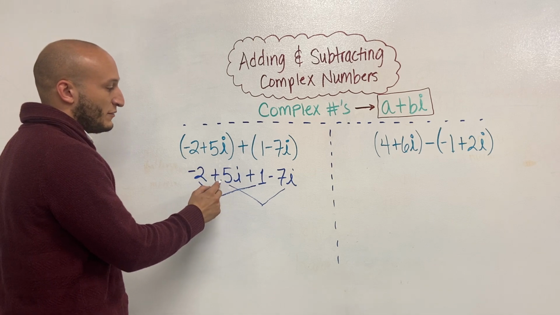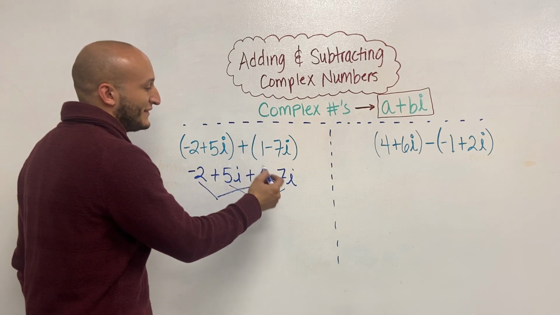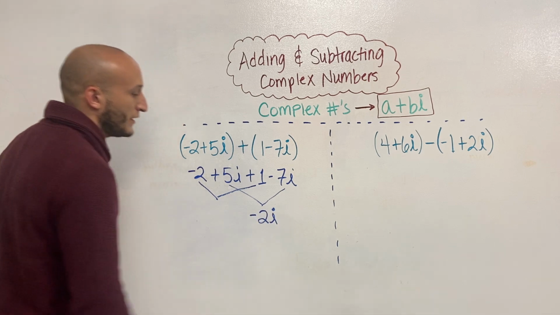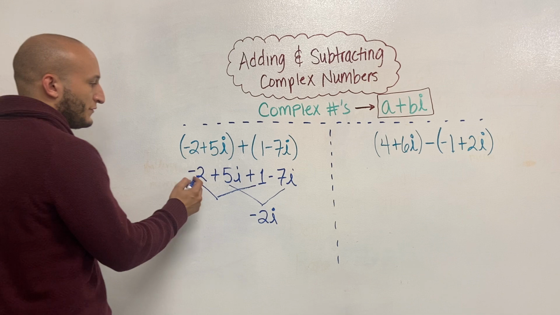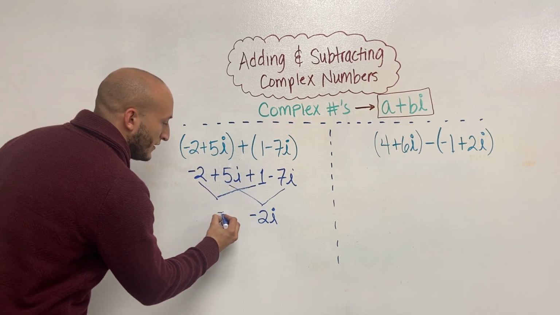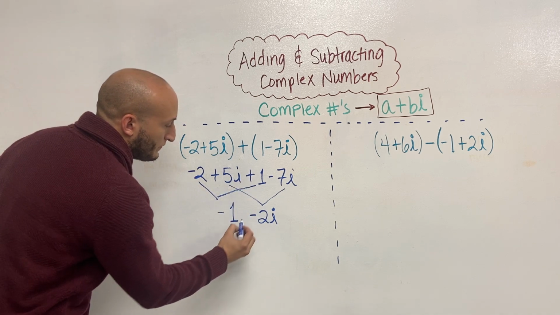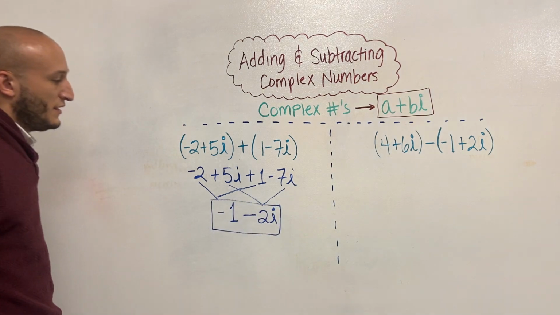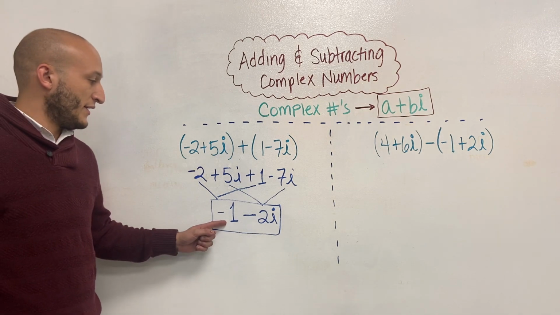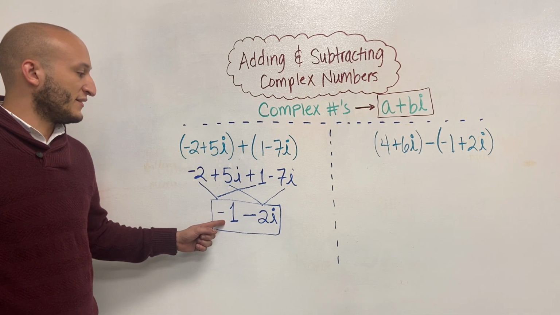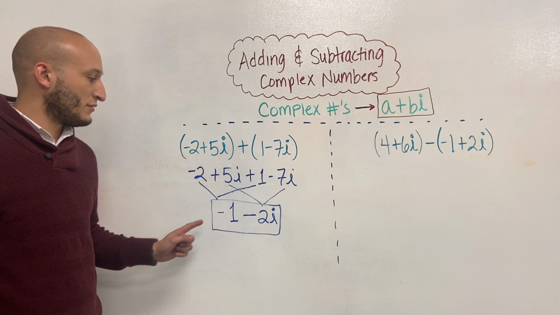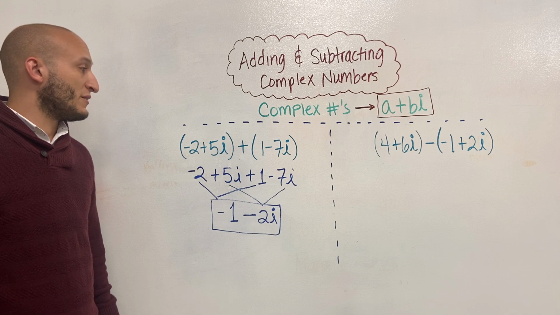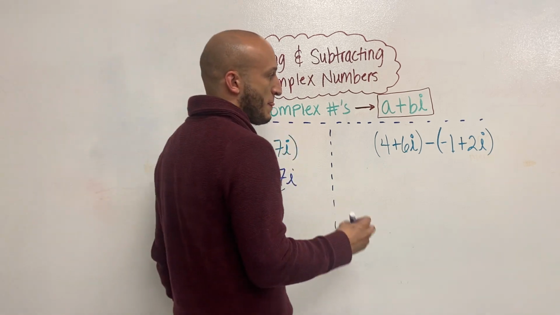So a positive 5i minus 7i would be -2i. -2 plus 1 would be -1. So it's that simple. I have it written in standard form, right? Real number with an imaginary number.